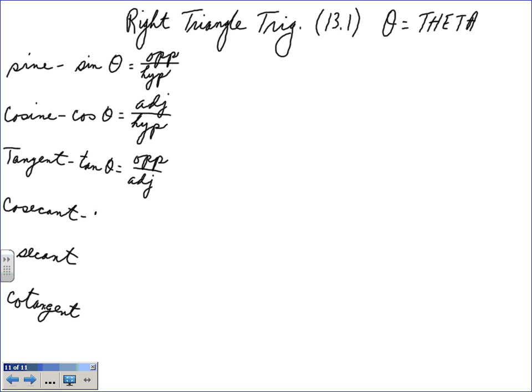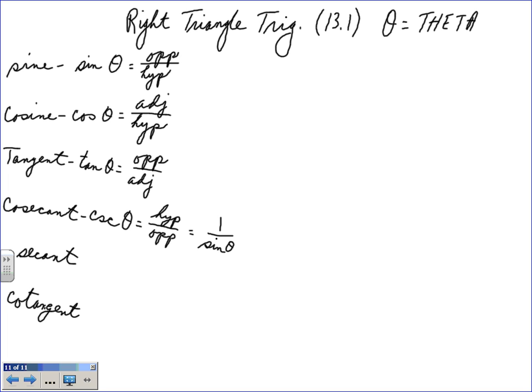Cosecant, which is abbreviated CSC, is actually a reciprocal function. And cosecant of theta is the ratio of the hypotenuse to the side opposite. And it is a reciprocal function of sine. It's actually 1 over sine theta. Cosecant is 1 over sine. It's a reciprocal function, not inverse. It's a reciprocal.